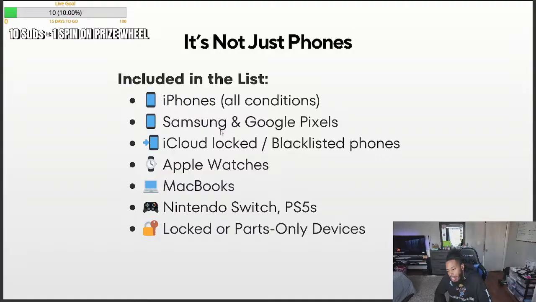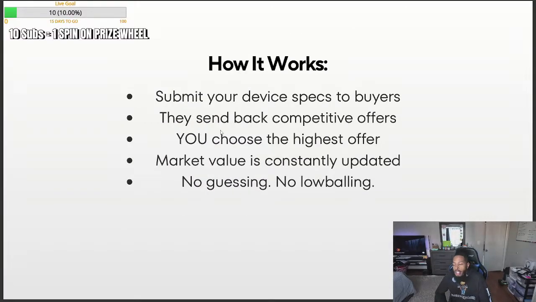Now, it's not just phones, including on the price list. It's iPhones, Samsungs, iCloud Lock, Apple Watches, MacBooks, Nintendo Switches, PS5, locked, or parts-only devices. How it works: submit your device specs to the buyers. Now, you do that with the email that is on the price list. It's on the first page of the price list. It should show you an email. If you want to sell a phone, all you got to do is go to that email or type that email in your Gmail, Yahoo, or AOL, whatever you got, right? And just say, hey, I have this phone to sell. Can you give me a price? Here's the IMEI, and this is going to be the condition.